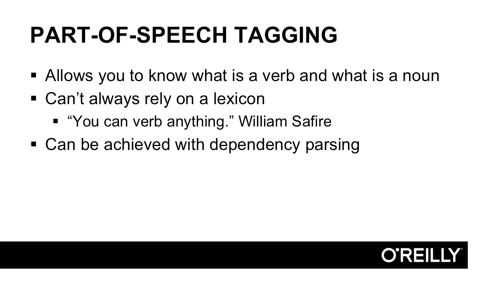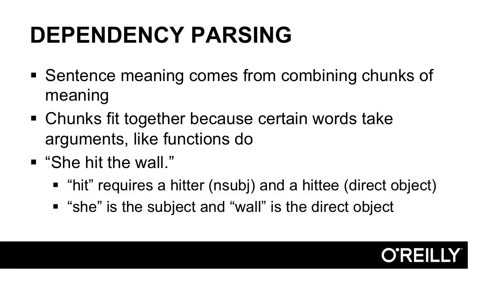And so one way you can find what roles words are taking is with dependency parsing. In dependency parsing, sentence meaning comes from combining chunks of meaning. And these chunks fit together because certain words take arguments, like functions do. For example, let's take the sentence, "She hit the wall." So hit requires a hitter, someone doing the hitting, and a hittee, a direct object, someone being hit. And so hit defines how this sentence flows. So in this case, we can then put she as the subject and wall as a direct object.